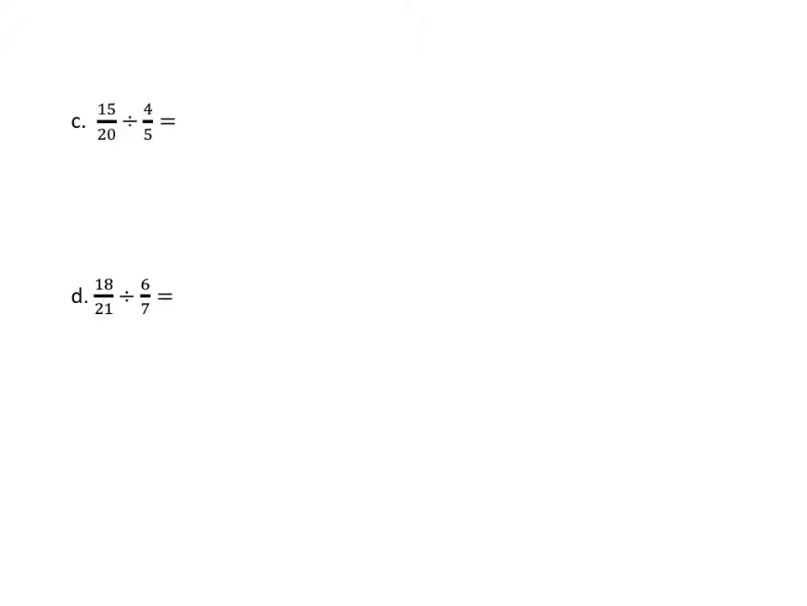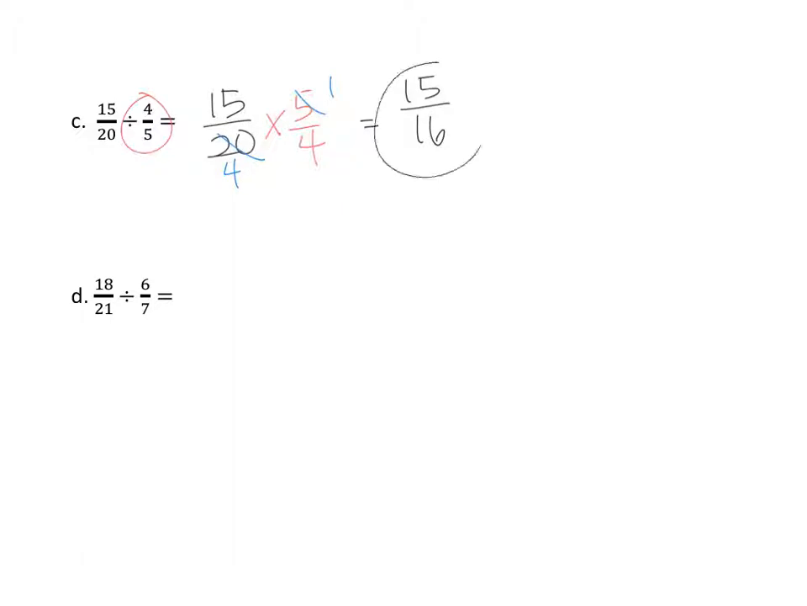Let's see if we can do this together. 15/20 times 5/4. We cross simplified 5 and 20 by 5. Then we multiply straight across and you make 15/16.